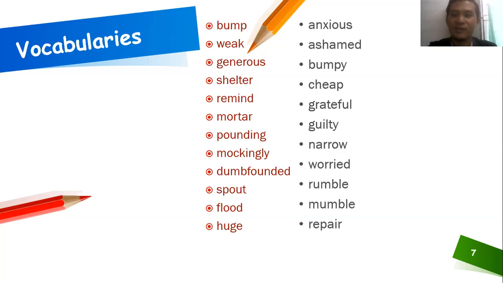Okay, and the next is shelter. Do you know shelter? When it's raining, I need a shelter, a place to shelter. Raining very bad, very big. You are on the street and then you find a shelter so you don't get wet. What does shelter mean here? Tempat berteduh. Okay, the next is remind. If you forgot something, I will remind you. Make you remember. Mengingatkan, sir. Very good. That's right. And then the next is mortar. Mortar. What is it?